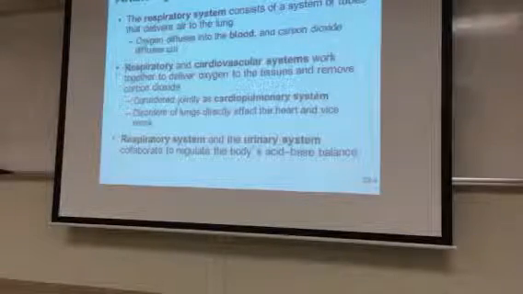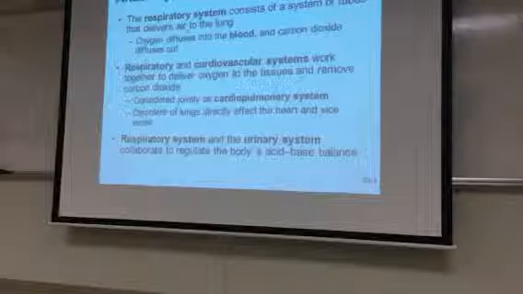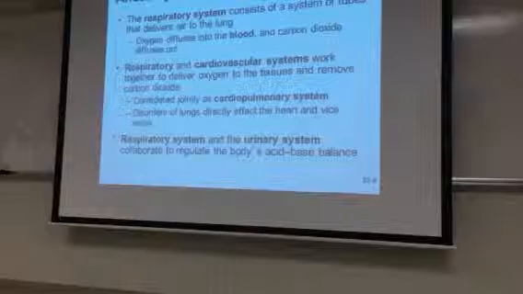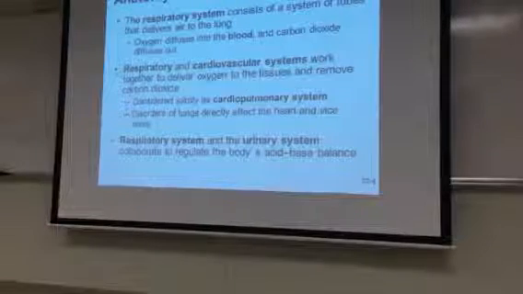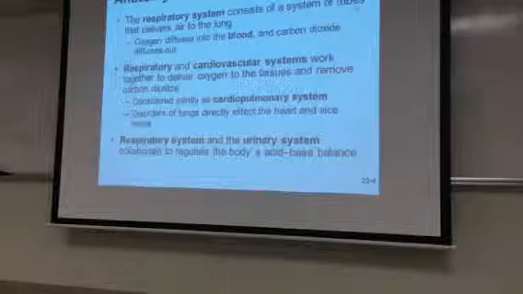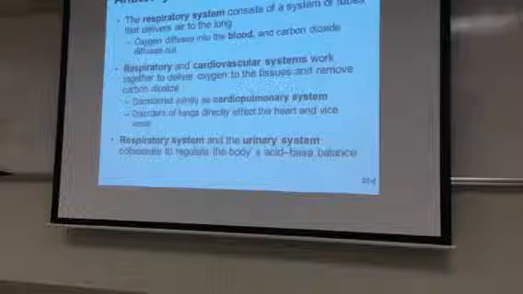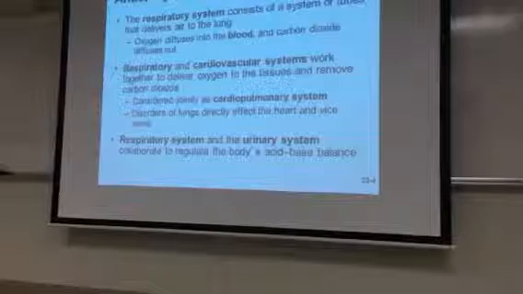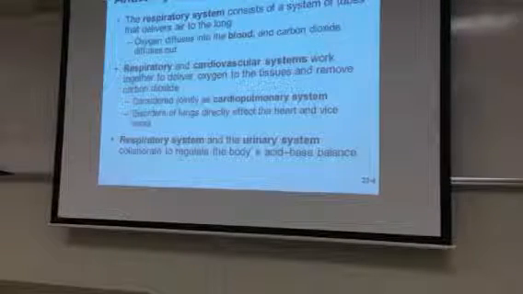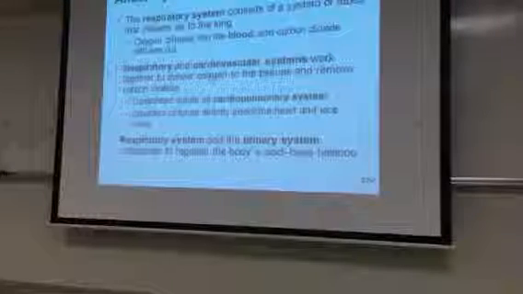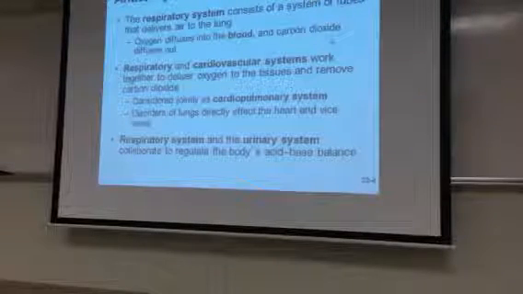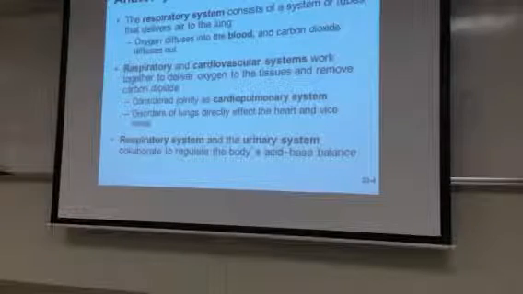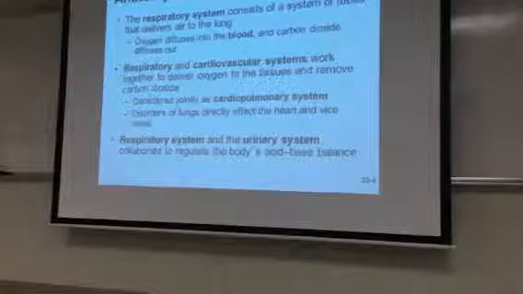Now, the respiratory system consists of tubes that deliver air to the lung. Oxygen is diffused, and we know diffusion is taking it from a higher concentration to a lower concentration, okay, into the blood. And then where does the oxygen bind? Hemoglobin. Yes, but in what specific cells? RBCs, red blood cells, okay? And carbon dioxide diffuses out. Now, the respiratory and cardiovascular systems work together to deliver oxygen to tissue and remove CO2.